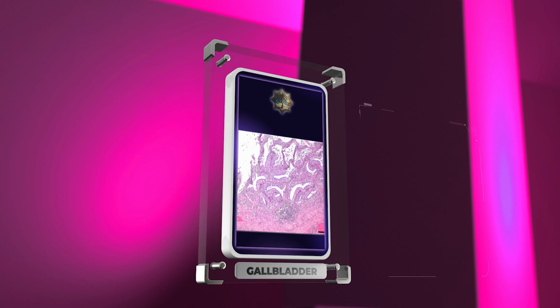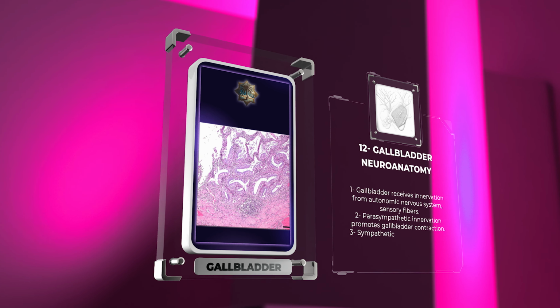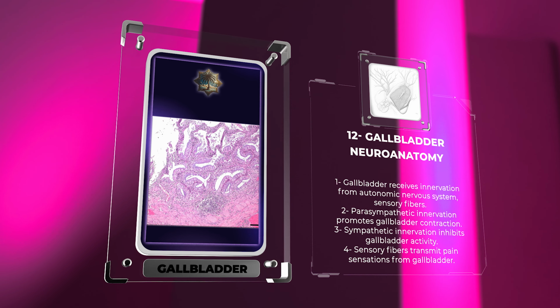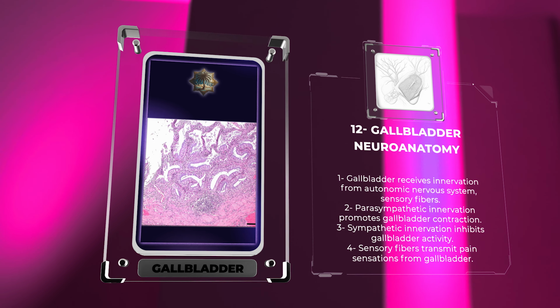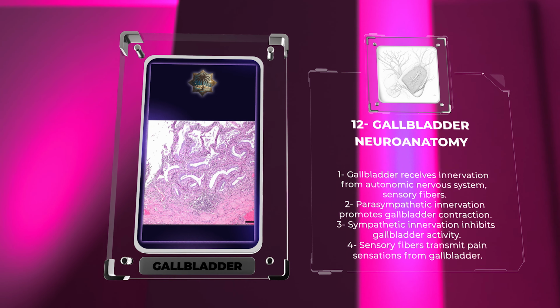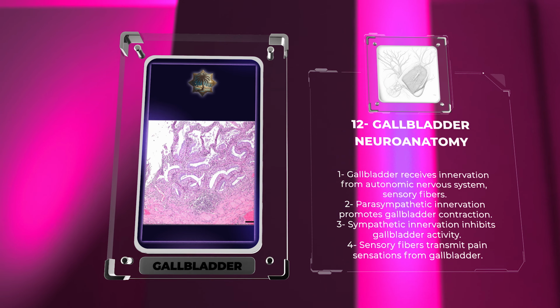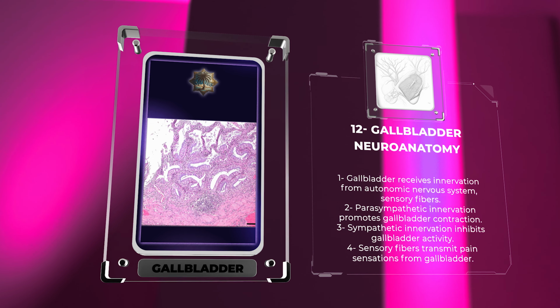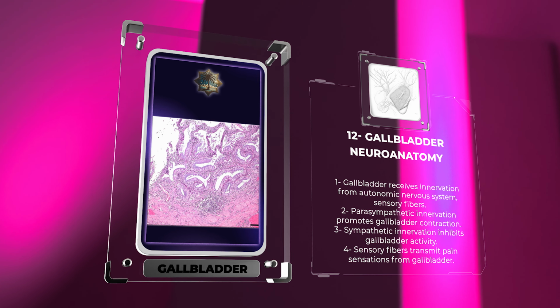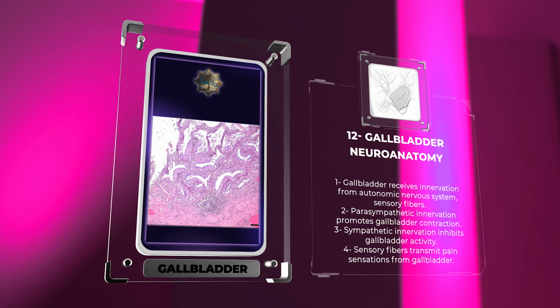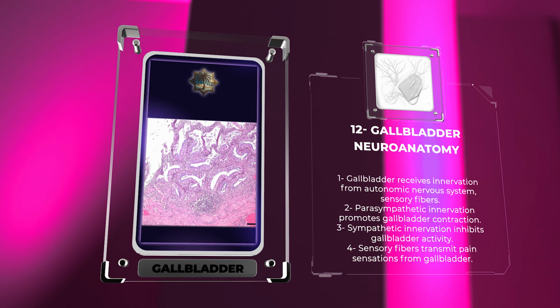The gallbladder receives innervation from both the autonomic nervous system and sensory fibers. Parasympathetic innervation, mainly provided by the vagus nerve, promotes gallbladder contraction, while sympathetic innervation, derived from the celiac ganglia, inhibits its activity. Additionally, sensory fibers transmit pain sensations from the gallbladder, contributing to the perception of biliary colic. An understanding of the gallbladder's neuroanatomy is crucial for comprehending its physiological and pathological responses.